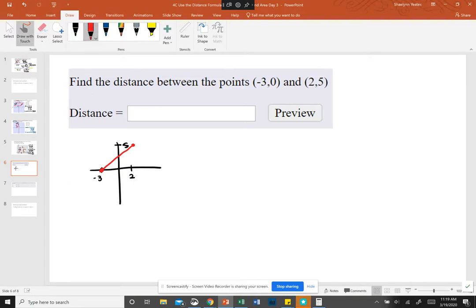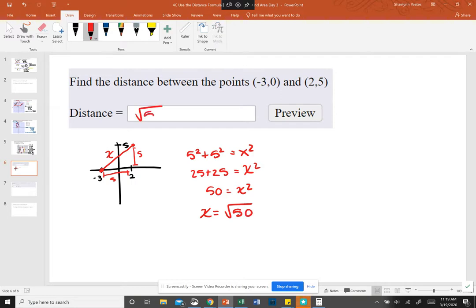So the first thing I'm going to want to know is how long is -3 to 2? This is actually 5 long. And then from 0 to 5, this is also 5 long. So that means that I would do 5 squared plus 5 squared equals x squared, x being the length of that line. So then I would get 25 plus 25 equals x squared, which is 50, equals x squared, and x equals the square root of 50, which ironically is exactly what I would put in there.